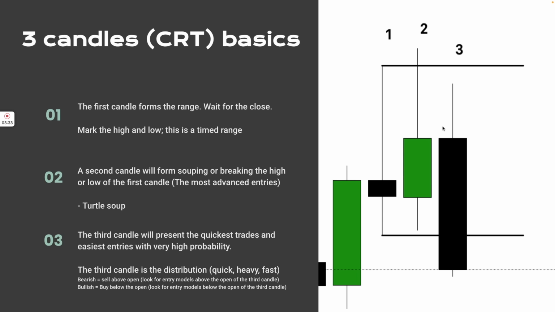So, candle 1, a timed range. Candle 2, souping the high of the range. Candle 3, we look for a setup above its open, most likely an OTE. We short and we target the opposing end of the range.